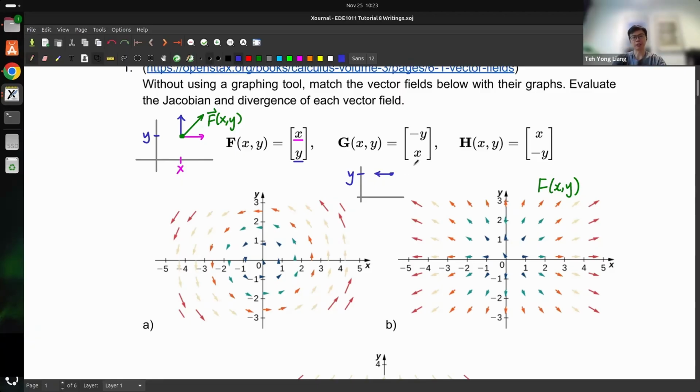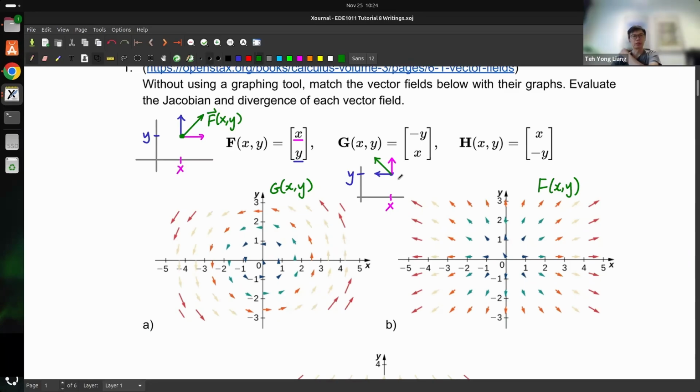Then the y component is x. So if the y component is x, then your x is positive. Therefore the y component must be positive. So where's the vector going? The vector must be going in this direction. So this is your G. This one is f already, so it cannot be this one. So it must be this one. A must be G of xy, because you can see the vectors here are pointing in the same direction as your plot here.